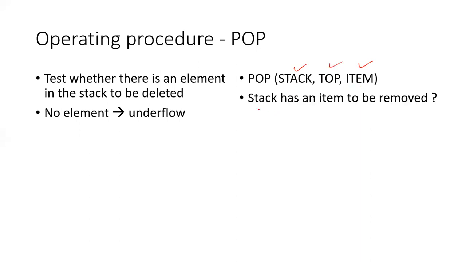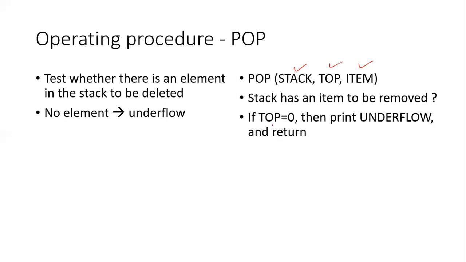So first we check in the condition whether the stack has any item to be removed. How do we check it here? If top is equal to 0, this condition is important. In the pop condition, how do we check for overflowing? Whether top is equal to max stack. But now here, we check whether top is equal to 0. If top is equal to 0, then we declare on the screen that it's an underflow condition and return.